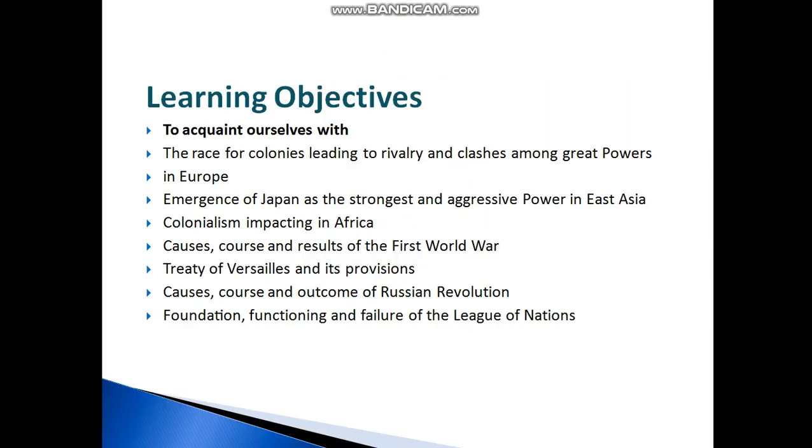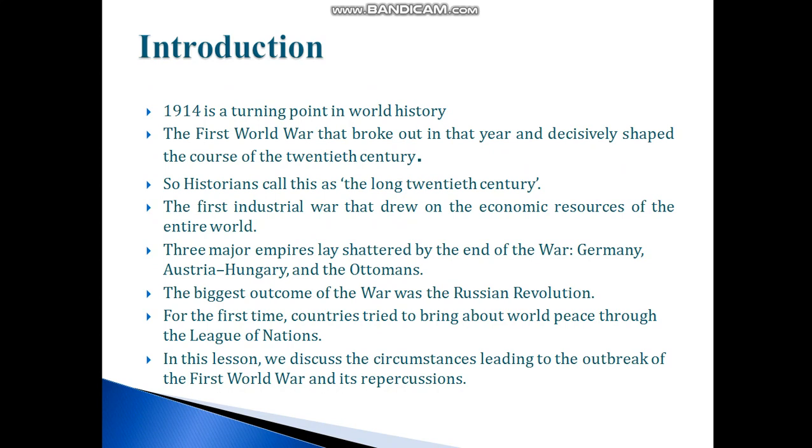The main five objectives of this lesson are to know the Scramble for Colonies, rivalry of great powers, causes and results of World War I, the Russian Revolution and its impact, and the last one is the League of Nations. Let's move to the introduction of this lesson.